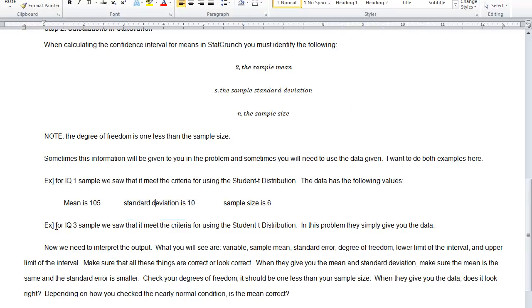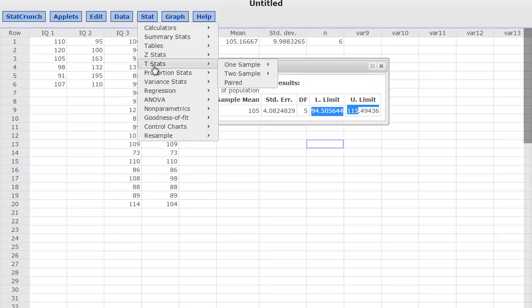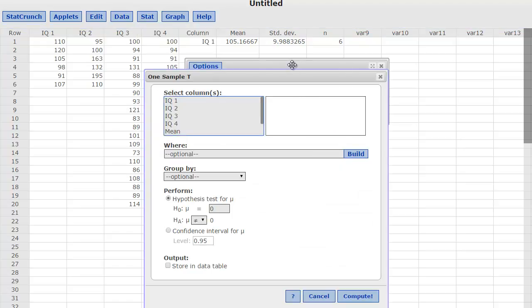So for IQ3, we also saw that it met the criteria for using the student T distribution. In this problem, they simply give you the data. So now I'm going to go back to StatCrunch, right? And again, the steps are stat, go down to your T-stats, go over to your one sample because I only have one sample, and then with data this time because now I just have all the data values. So I'm going to click on with data.